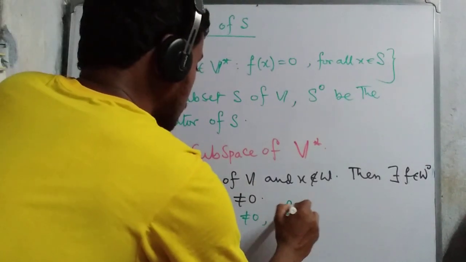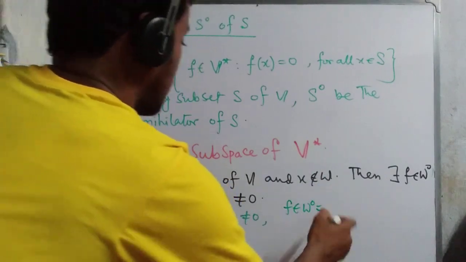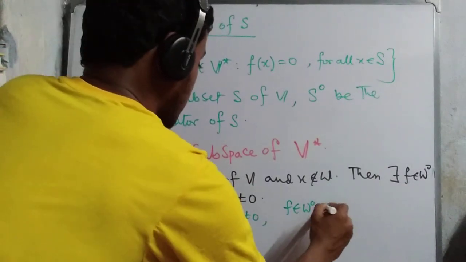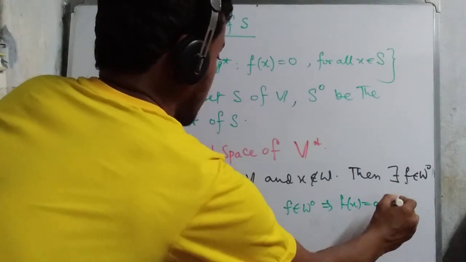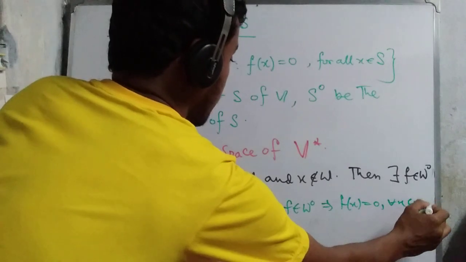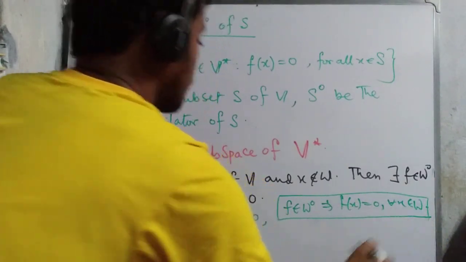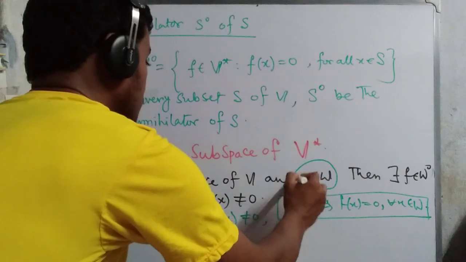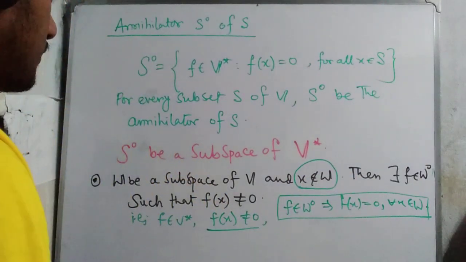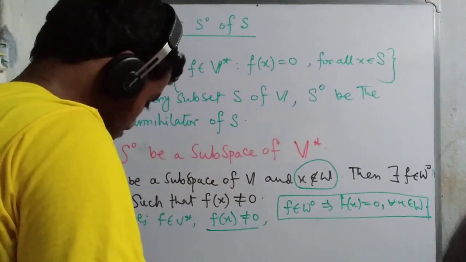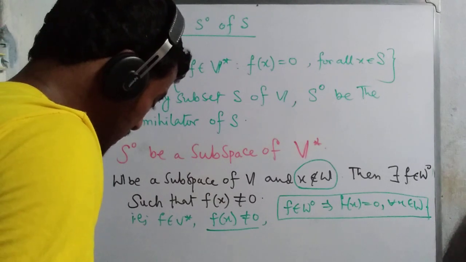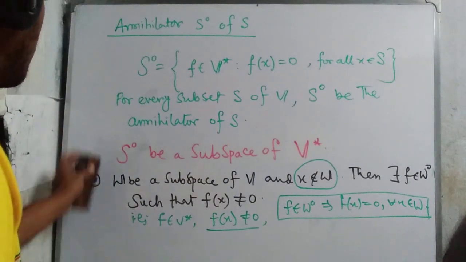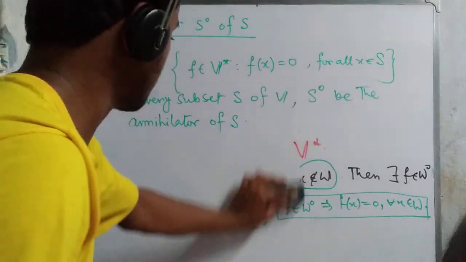That means f belongs to W naught means what? This implies that f(x) equals 0 for all x belonging to W. Then we also show that this one implies this, for all x belonging to W. If x does not belong to W, then this one happens. So in this way we also show this other result.